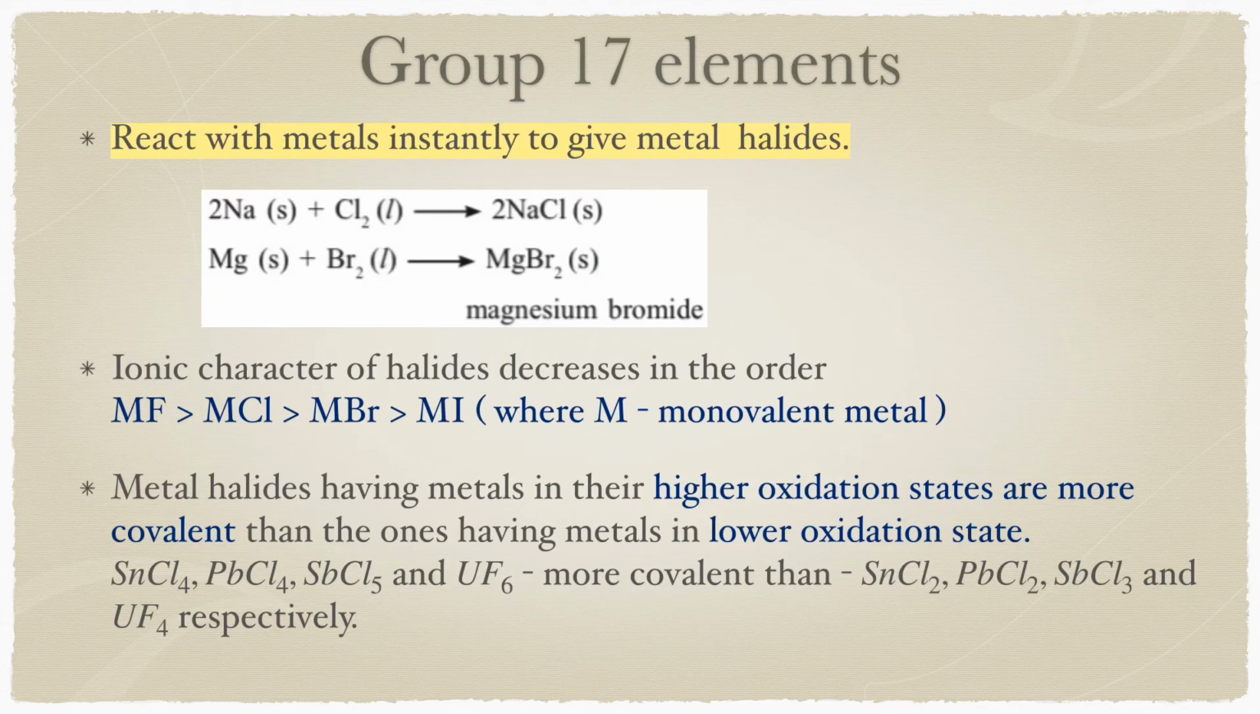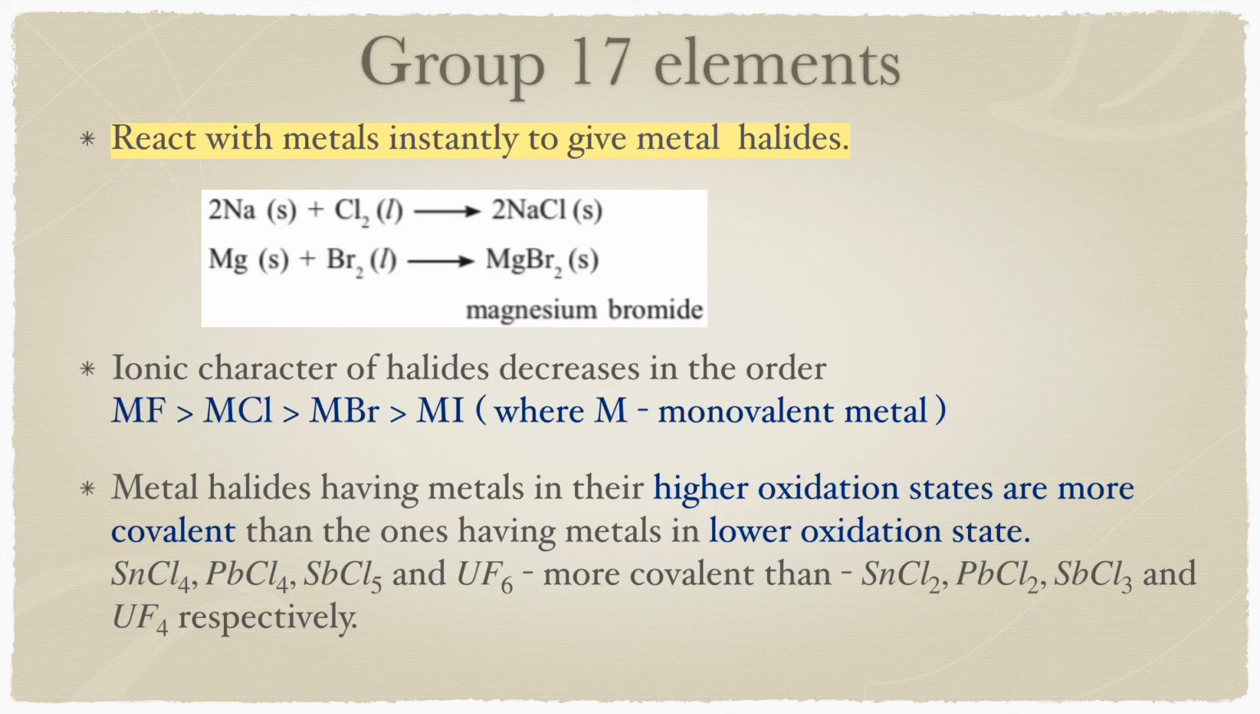Next, we'll see the reactivity of halogens towards metals. They react with metals instantly to give metal halides. Some examples are given. Sodium reacting with chlorine gives NaCl. It is given as 2Na plus Cl2 gives 2NaCl. After writing the reaction, please do remember to balance it. Next, magnesium reacting with Br2, that is bromine, gives magnesium bromide, that is MgBr2.